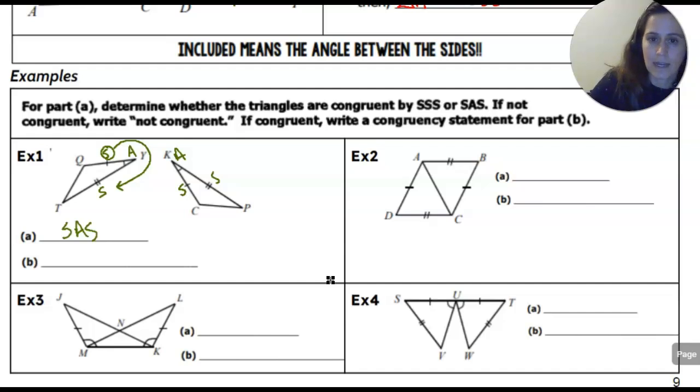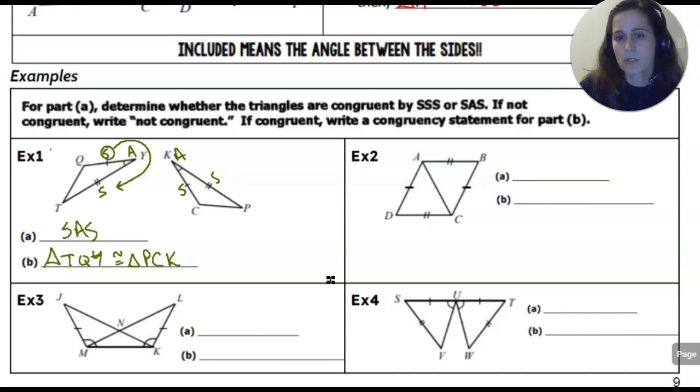Because we do have triangles congruent by side, angle, side, then we have to write a congruent statement for part B. So we can state that triangle TQY is congruent to triangle T corresponds with P, Q corresponds with C, and Y corresponds with K.